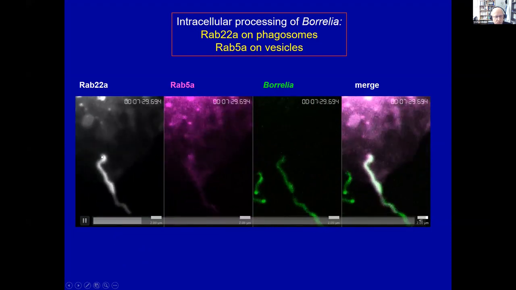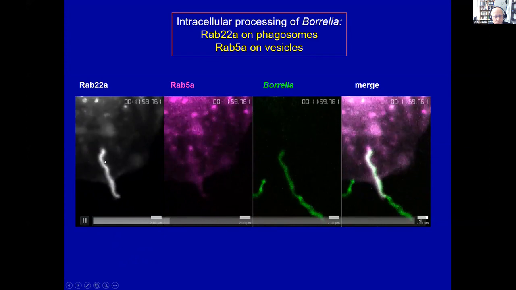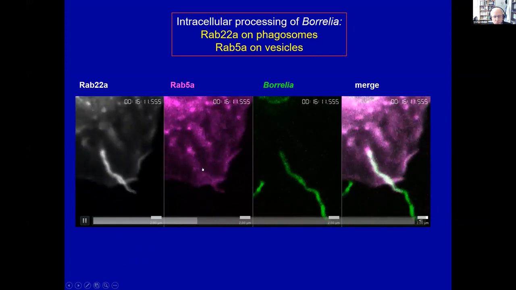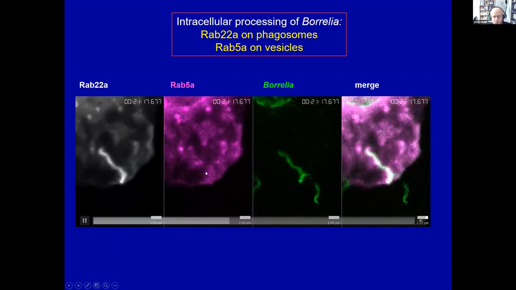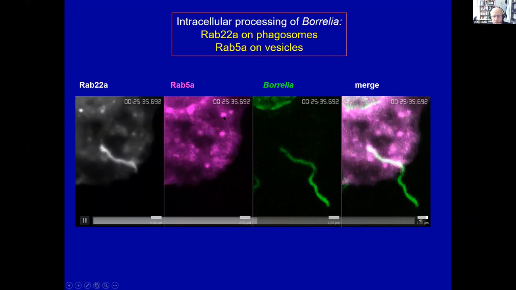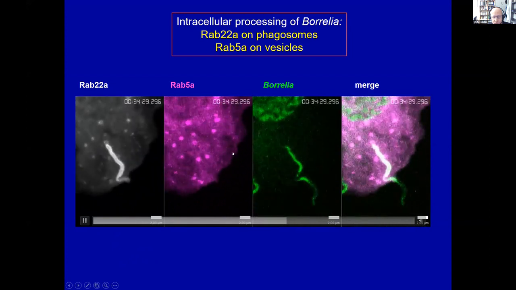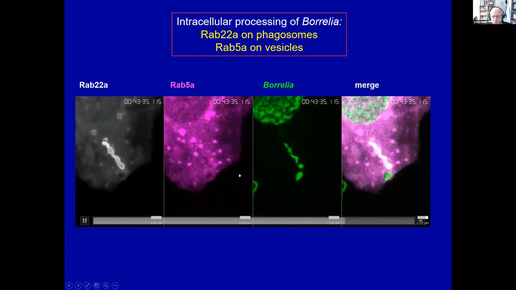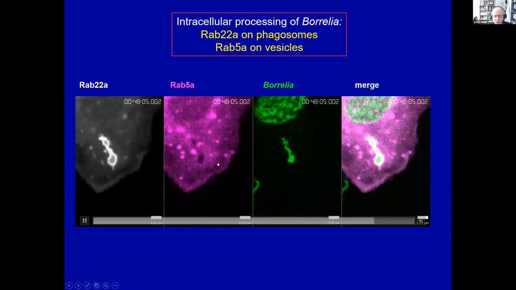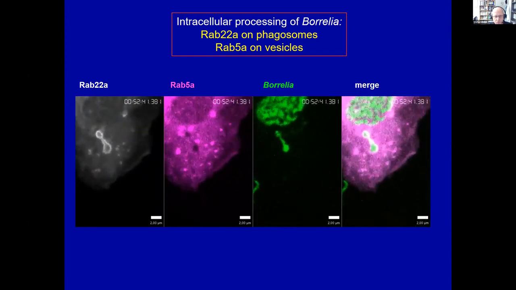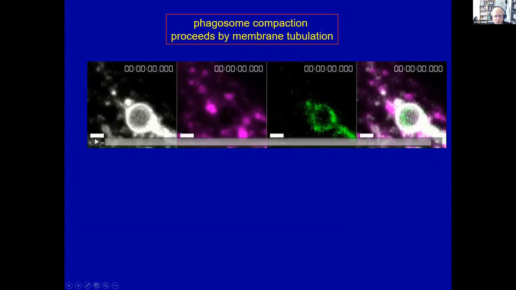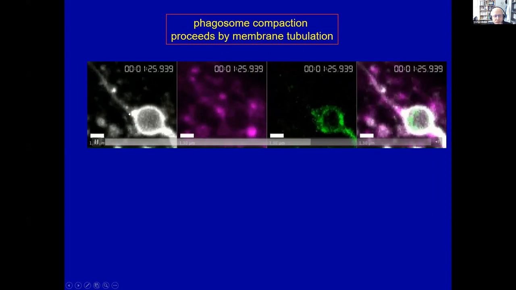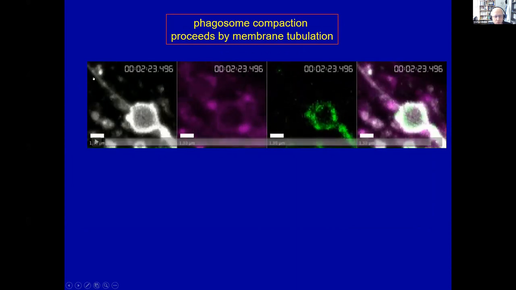And what you see here is that the earliest signal that we get is the RAB22A that really resides at the phagosome. And the RAB5A actually is not really present in the phagosomal coat, but is present at these little dots that represent vesicles. And these vesicles repeatedly contact the phagosomal coat. And this interaction is very critical for the compaction process, as we learned later on. Because this is another of these events, again RAB22 in white, RAB5 in magenta. And what you can see here is that membrane tubules are being extruded and are shooting out from the phagosome.